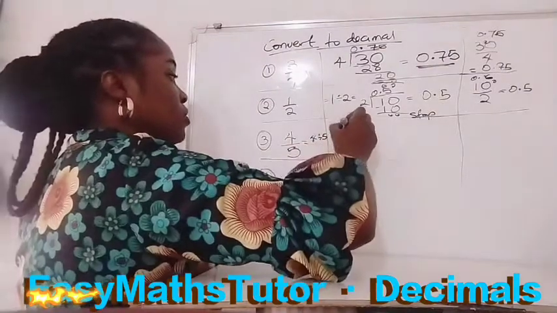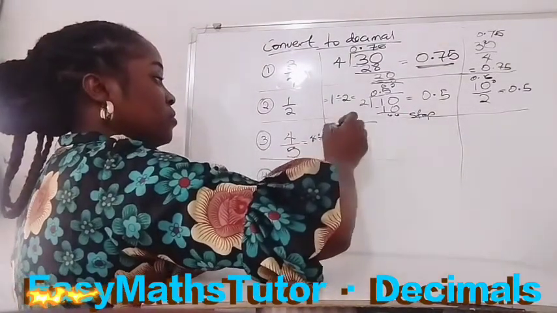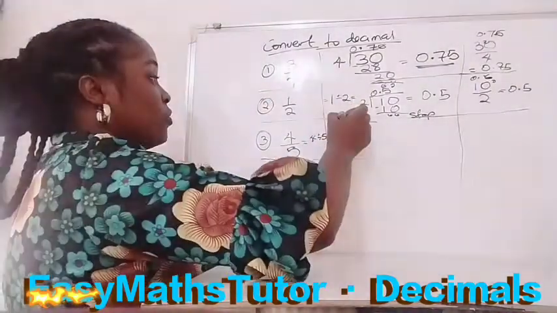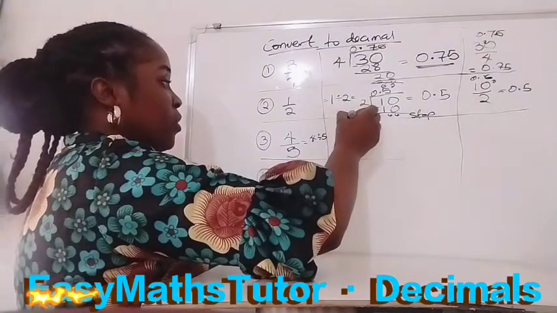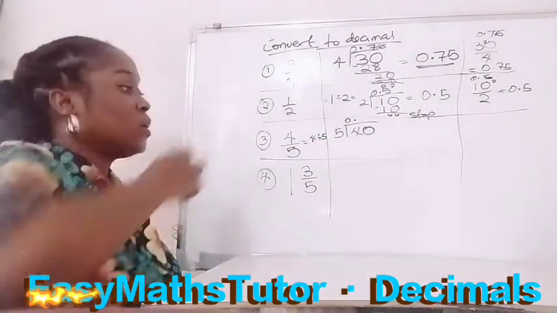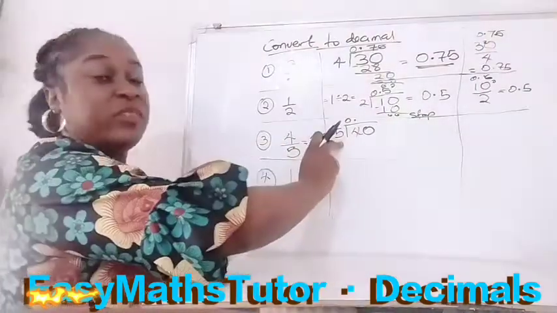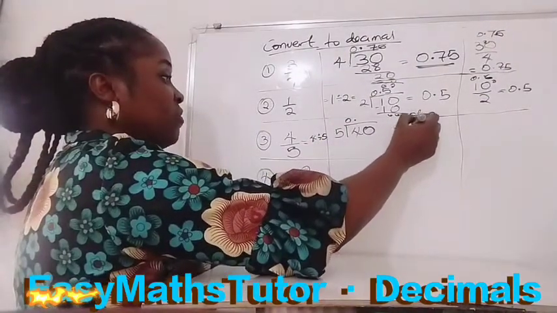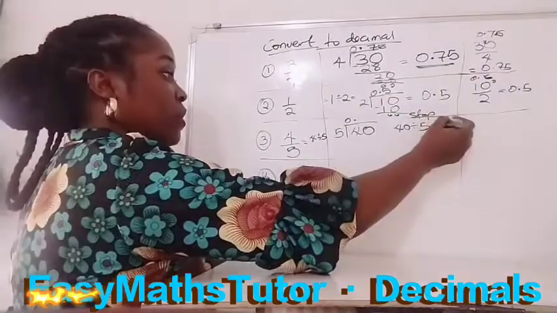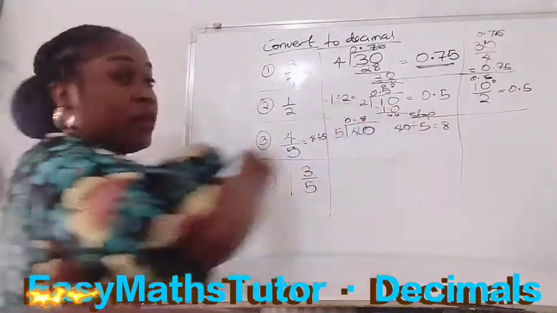So we'll use our long division. 5 will be outside while 4 will be inside. We'll put a decimal outside, which is 0 point, giving us a 0 inside the division box. So 40 divided by 5 gives us what? 8. So we'll write 8 up here.